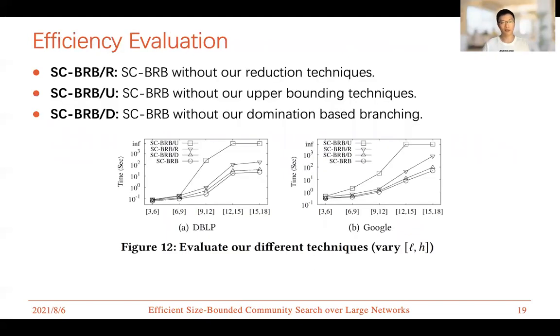Next is the efficiency evaluation. To evaluate different techniques used in our algorithm, we evaluate the following algorithms: SCBRB without reduction techniques, without upper bounding techniques, and without domination-based branching. We can see each of the techniques contributes to the efficiency of the SCBRB algorithm.